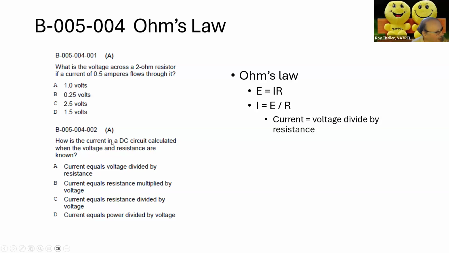How is the current in a DC circuit calculated when the voltage and resistance are known? So you look at Ohm's law. So current is calculated by taking the voltage and dividing it by R. So A is the correct answer.